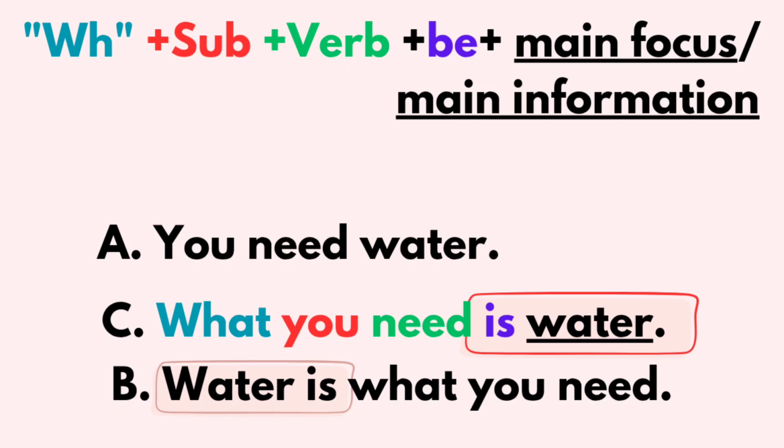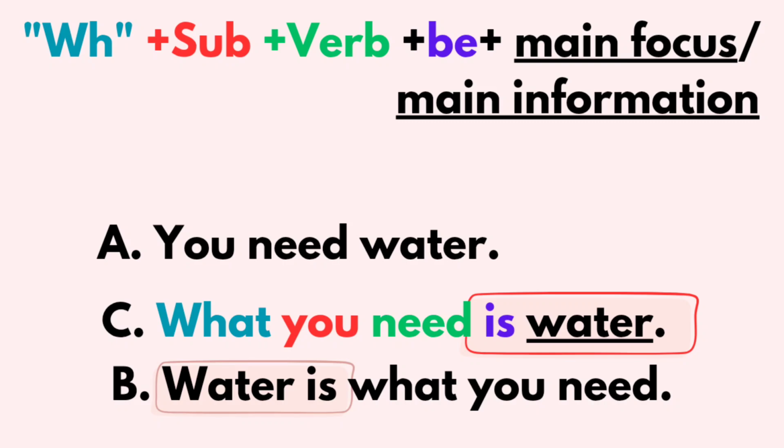And look at the third sentence. Water is what you need. Here I have taken only one example, which is in present simple, and we can write alternatives. What you need is water. Another example is you need money. What you need is money. Money is what you need.